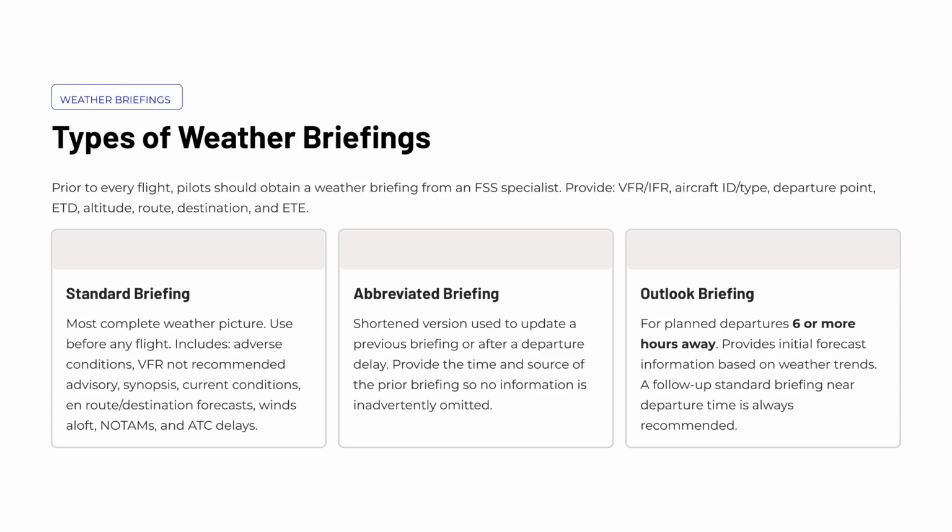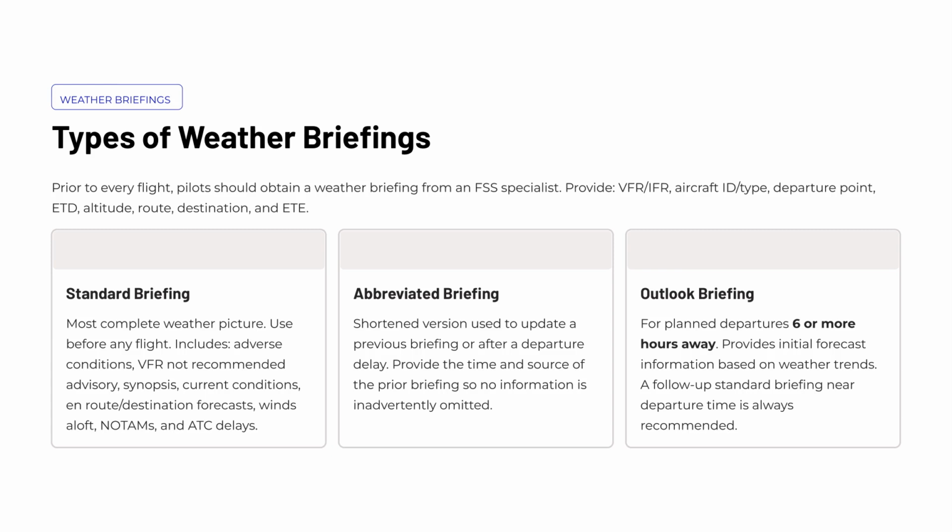There are 3 types of briefings you need to know. The standard briefing is the most comprehensive and should be used before any flight. It covers adverse conditions, a VFR not recommended advisory if applicable, a weather synopsis, current conditions, en route and destination forecasts, winds aloft, NOTAMs, and any ATC delays.